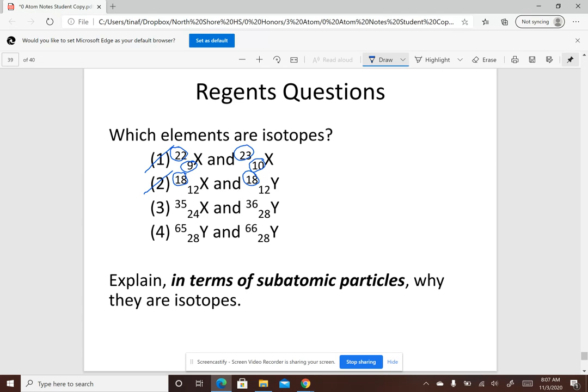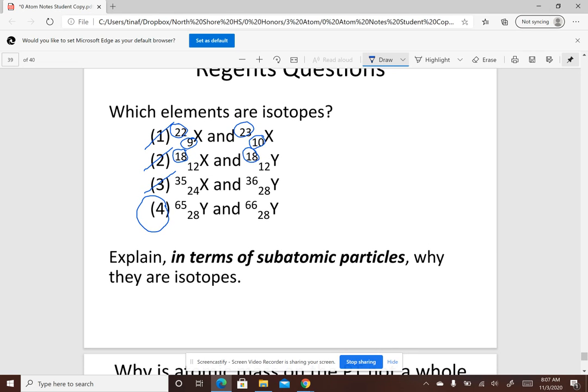All right. If we look at number 3, those are just two totally different elements. They're X and Y. Atomic numbers are different, masses are different, everything is different. Okay. Here we have 65 and 66, different masses, but same atomic number, so the same symbol. So those would be isotopes. Here's that question that I was talking about, explaining in terms of subatomic particles why they're isotopes. So that means you can't say they're the same element with a different mass. You have to talk about what particles make them the same element. So they have the same protons, different neutrons.